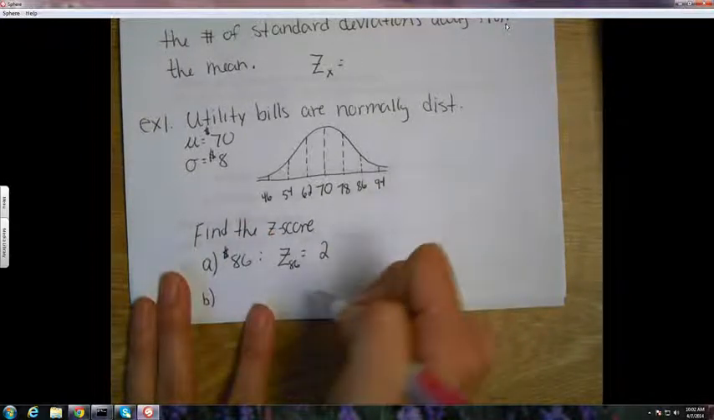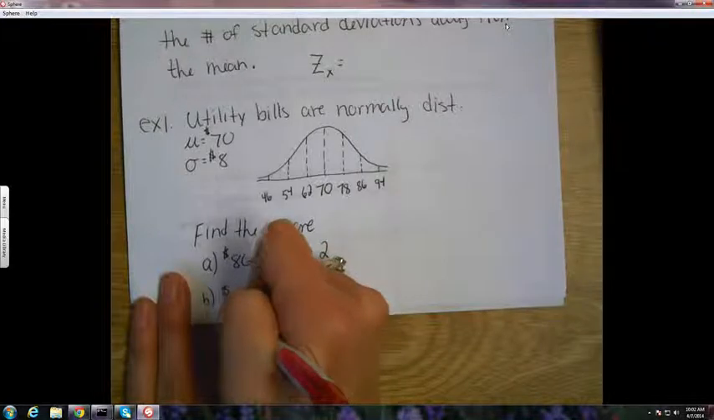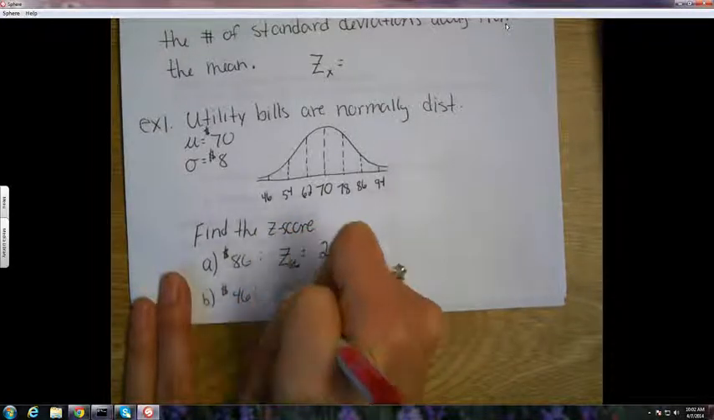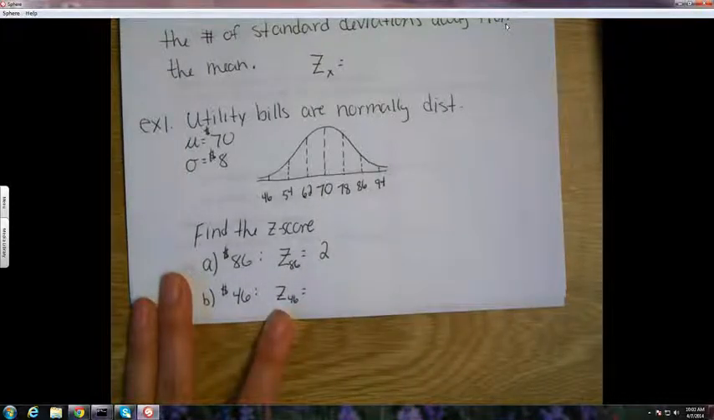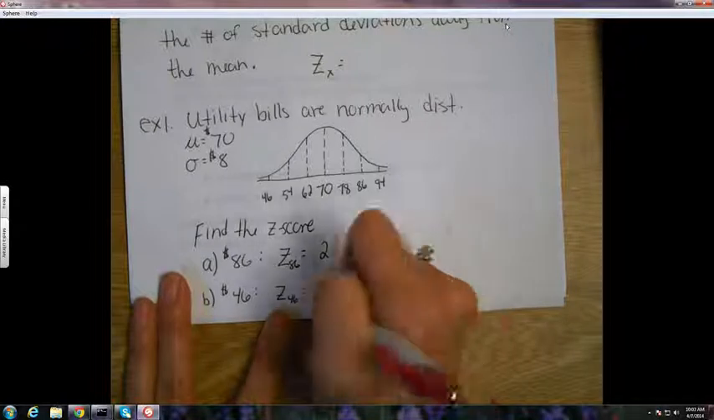What if it was $46? What would the z-score for $46 be? Is it 3? Close. -3, because the negative should indicate that it's below.